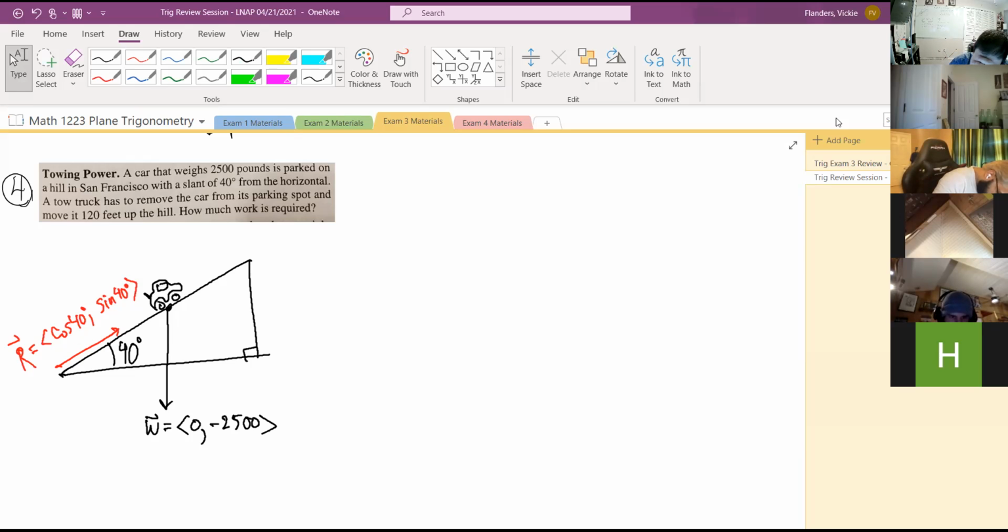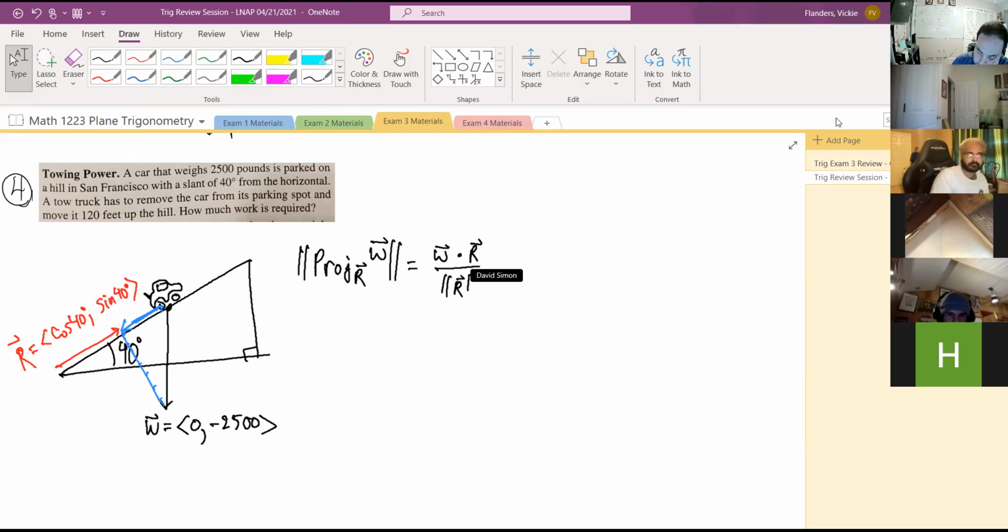For me to get the force that I'm interested in here, the piece of the force that is projected from the weight, I'm going to get the magnitude of the projection vector. So the magnitude of the projection of W onto R is just going to be W dot R divided by the magnitude of R.